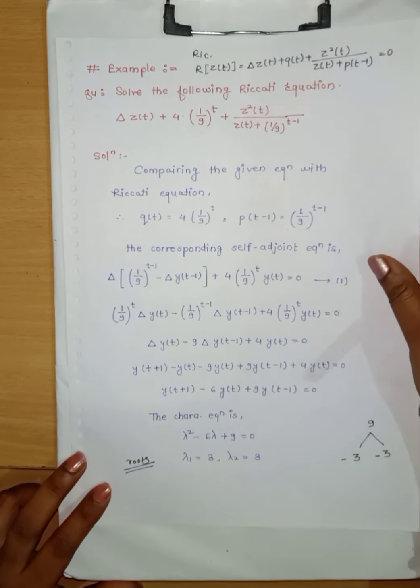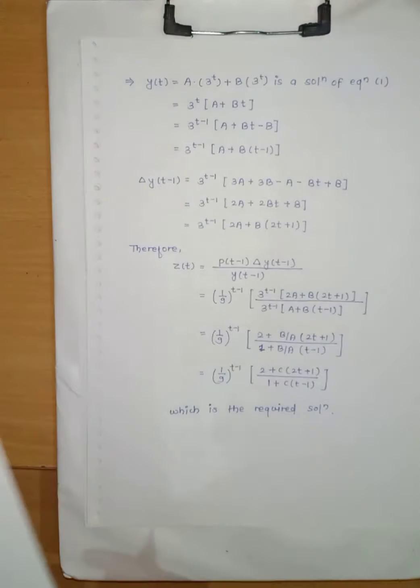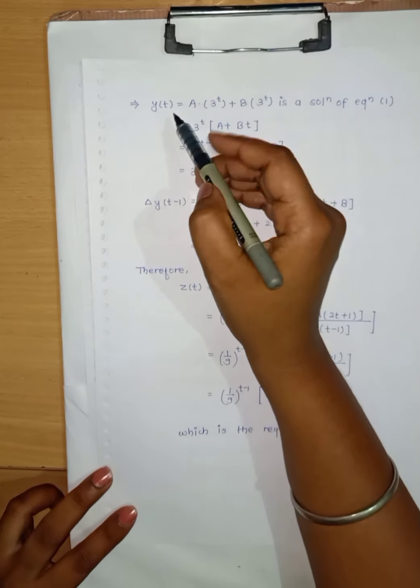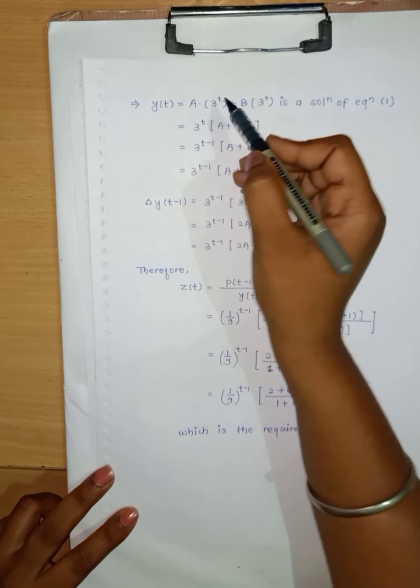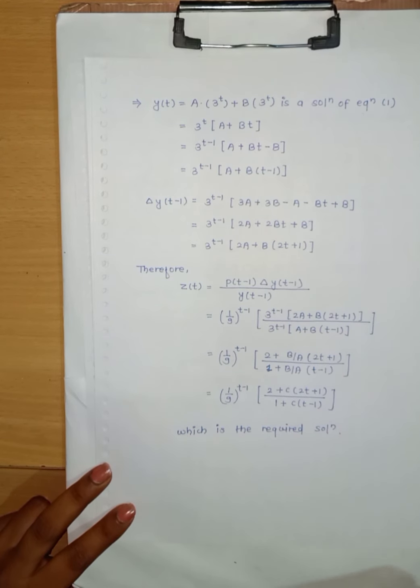So minus 3 and minus 3 will be the roots. So lambda 1 equals 3, lambda 2 equals 3. Now y of t equals a into 3 to the power t plus b into 3 to the power t is a solution of equation number 1.